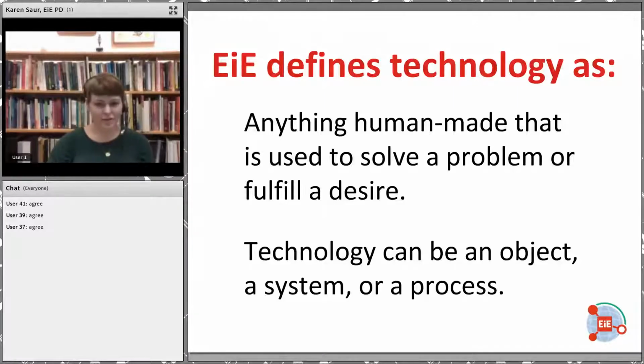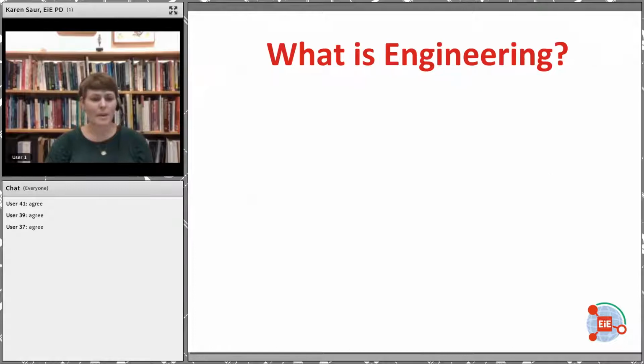Now that we have a definition of technology, I want us to think a little bit more about engineering. So we have this common understanding now that technology is something that is designed to solve a problem or fulfill a desire. And so let's talk a little bit more about what is engineering and how it's connected to technology.